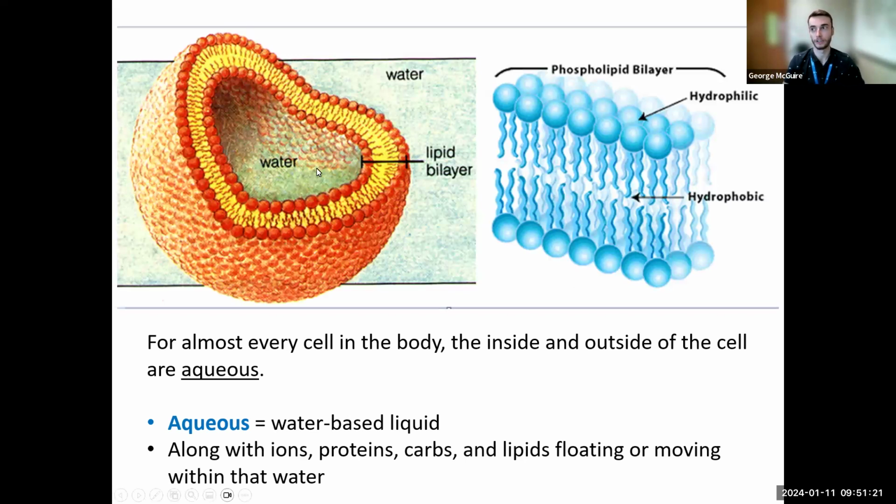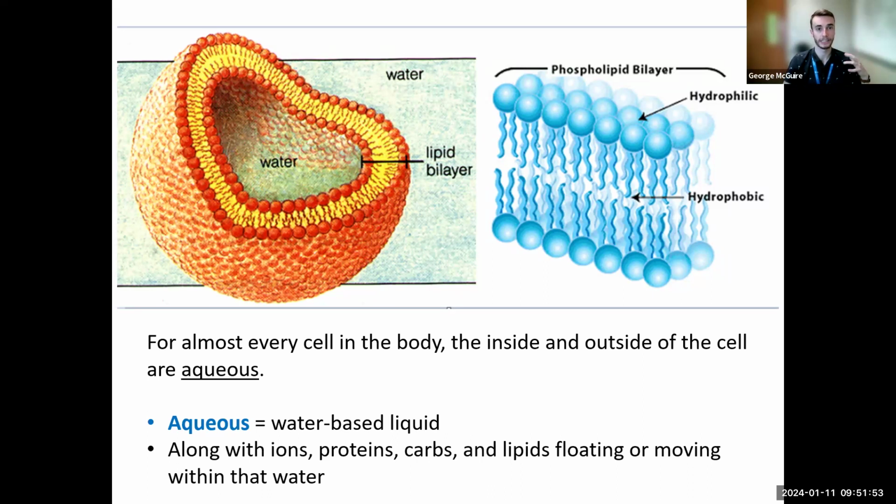Okay? And so anytime you are given a cell and asked to do any thinking about the environment or how things are moving or whatever's going on, you should assume that the internal environment of this cell is going to be mainly water-based, and the external environment of the cell is going to be mainly water-based, because that is going to be true 99.9% of the time. And this becomes important because we're going to talk a lot about how molecules move in an environment or within a cell, based on how they interact with water.